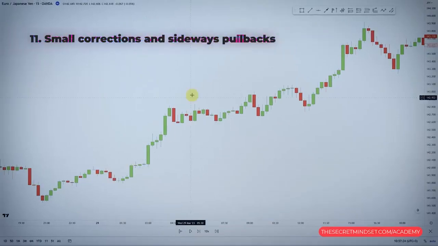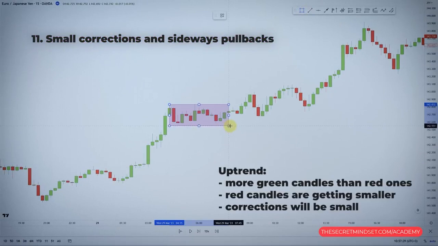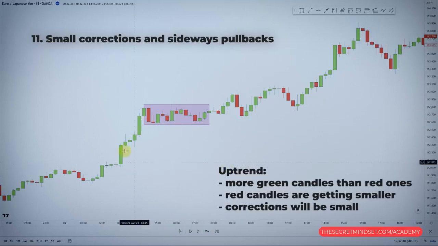11. Small corrections and sideways pullbacks. In an uptrend, we have more green candles than red ones. This means that the buyers have more power and are increasingly moving the market upwards. Also, during a market controlled by buyers, the red candles are getting smaller as the sellers can't drive the price down. So the corrections will be small, and in some cases the price action will appear in a sideways range.